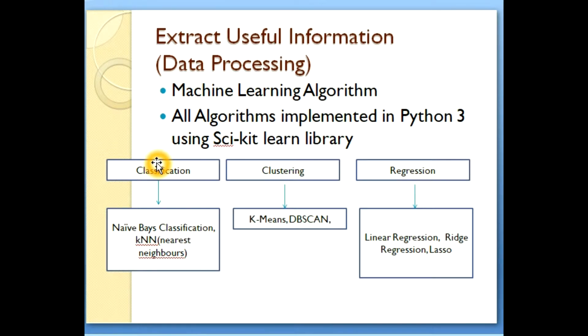Here we have classification, clustering, and regression. So we have three parts: the classification part, the clustering part, and the regression part. In classification we will do naive Bayes classification and KNN. For clustering we will do k-means and DBSCAN, and for regression we will do linear regression, ridge regression, and so on.